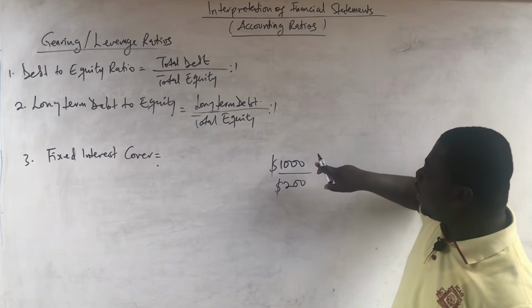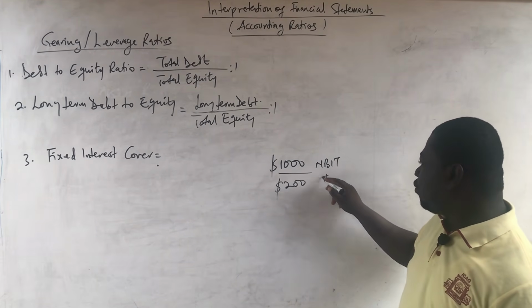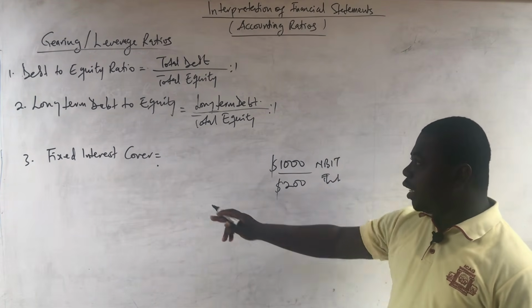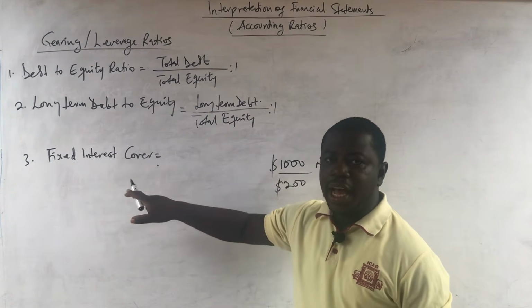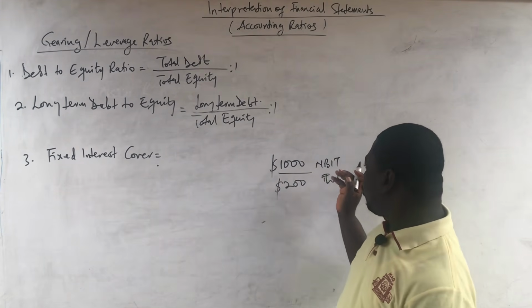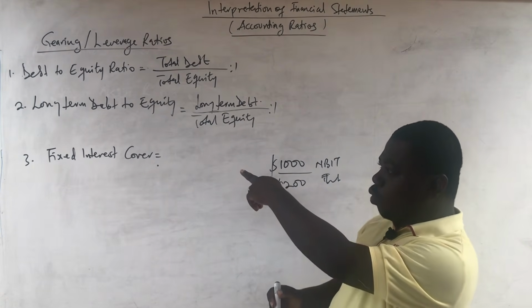So it means that net profit before interest and tax can pay the interest expense 5 times. It can cover it 5 times. That is what we call interest cover. How many times can this profit before interest and tax cover the interest expense? That is what we call cover.